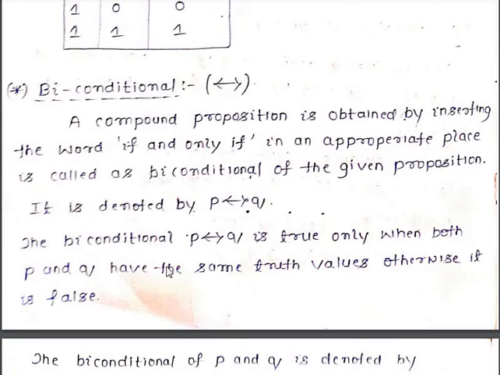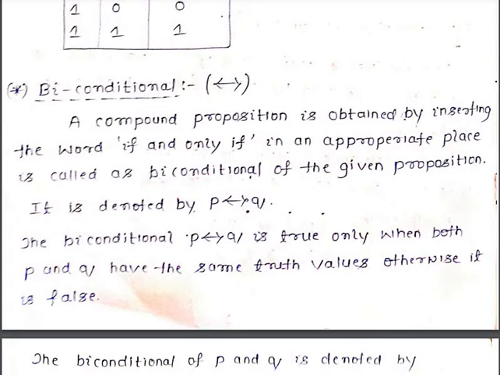So it is denoted by P, this biconditional symbol, Q. The biconditional of P and Q is true only when both P and Q have the same truth values, otherwise it is false. That means both should give the same values, then only the answer will be true. If P is 0, Q also should be 0, then the answer will be 1. If P is 1, Q should also be 1, then only the answer will be 1. Else it will give you 0.